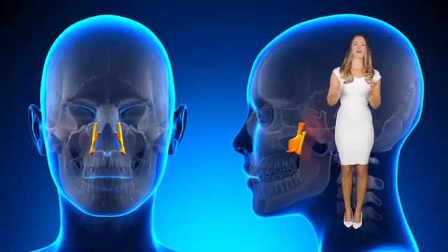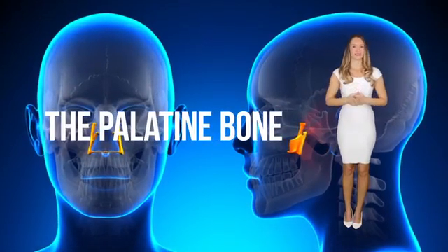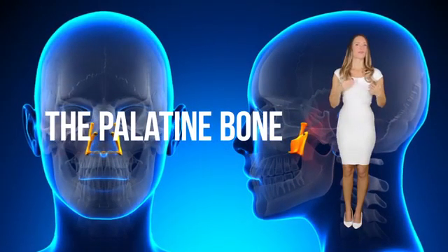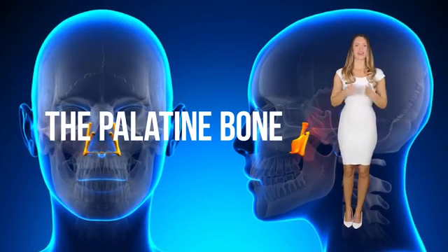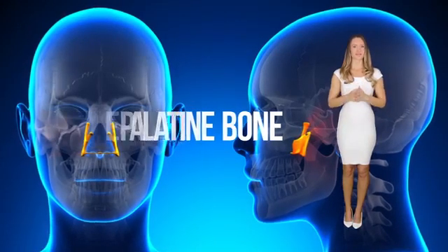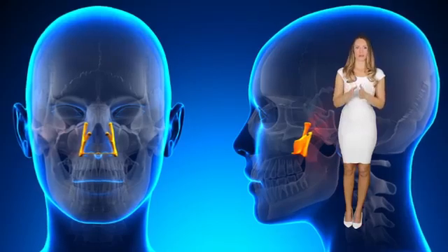The last of the cranial bone is the palatine bone that forms the roof of the mouth and the posterior orbit of the eyes, and also the nasal cavity walls. You can see this from all these different views.